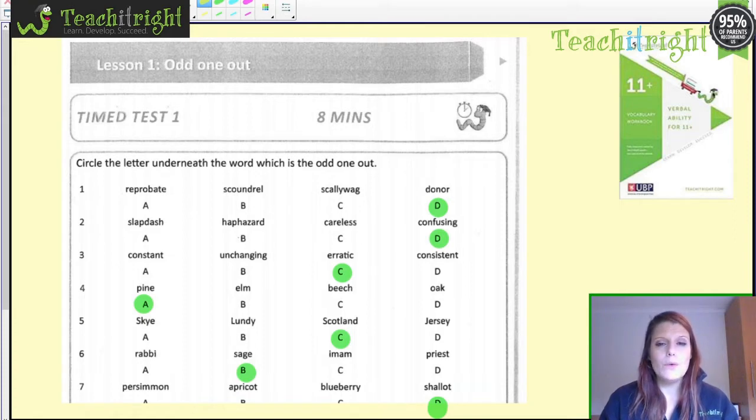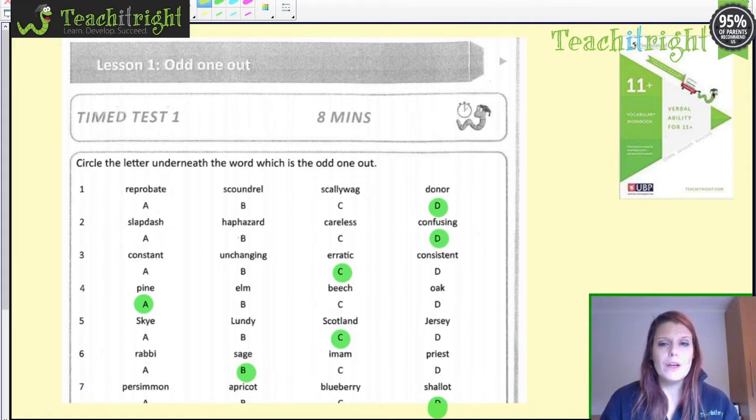So number one, all of those other words mean a bad person. I doubt you're familiar with the term reprobate. So that would be one, for example, that you could put in your word and meaning book. And you can look in a dictionary for some of these as well to get further clarification. And a donor is somebody who gives something, who donates.